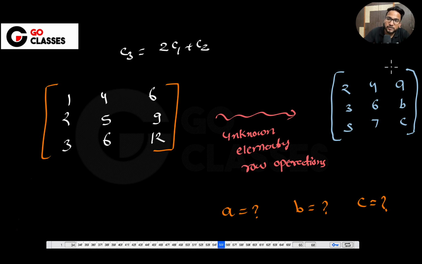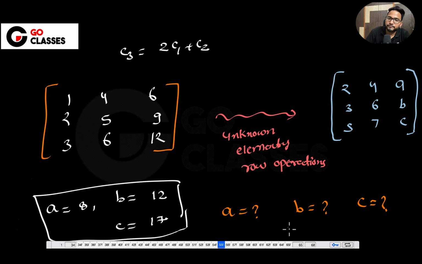and the same linear dependency must hold here also, which means A must be equal to 2 times this plus this, 4 plus 4, that is 8. B must be equal to 2 times this, 6, plus this, 6, that is 12. C must be equal to 10 plus 7, which is 17, isn't it? So that's how you can solve this question very easily.